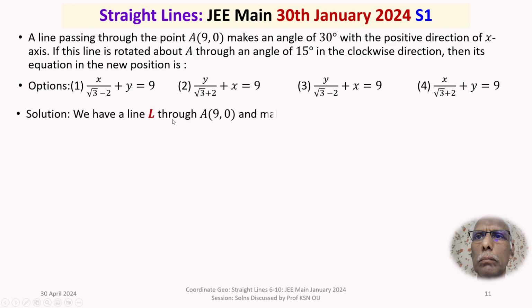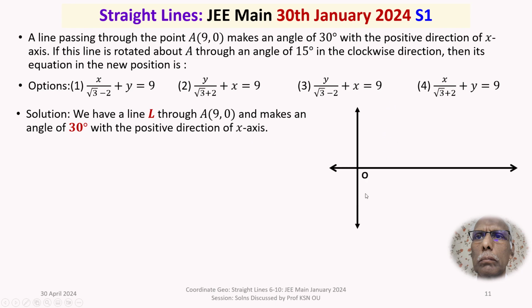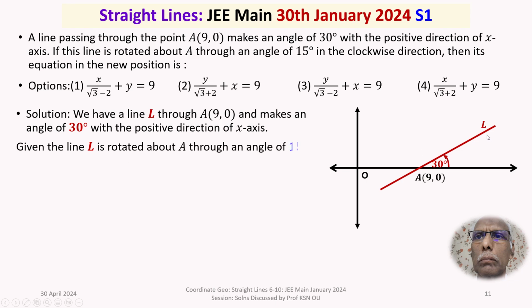We have a line L through this point A with coordinates 9, 0 that makes an angle 30 degrees with the positive direction of x-axis. X-axis, y-axis, origin. This is the line L through A making an angle 30 degrees with the positive direction of the x-axis. Right. Now what we have done? Given this line L is rotated about this point A through an angle 15 degrees in the clockwise direction.